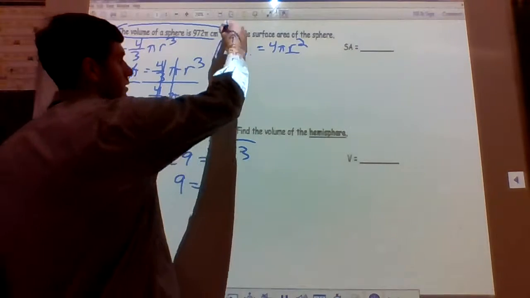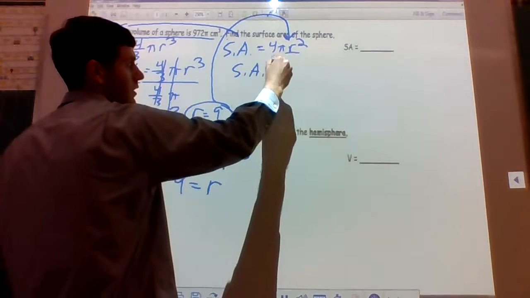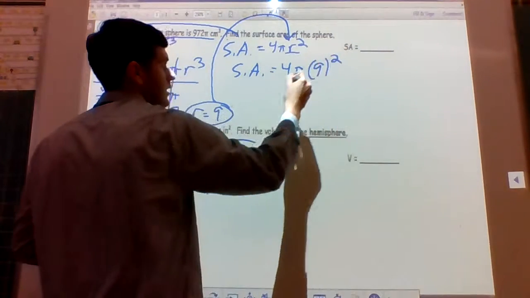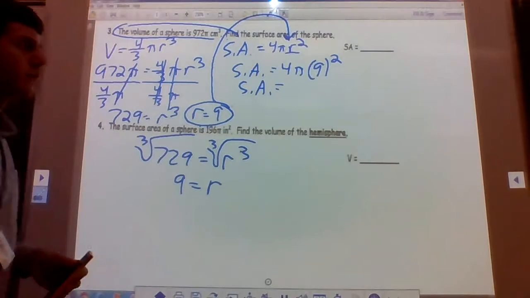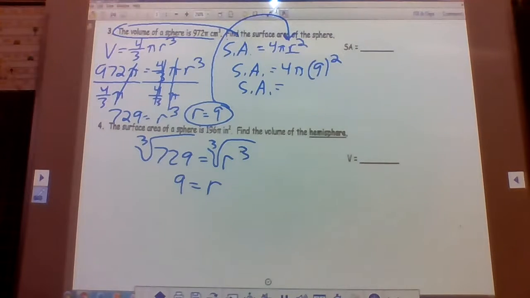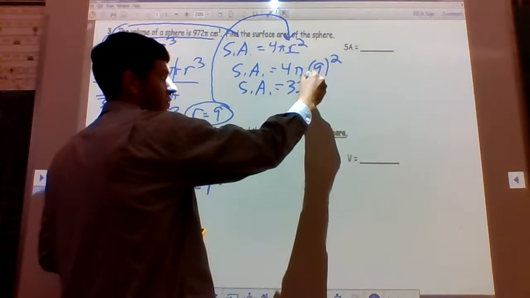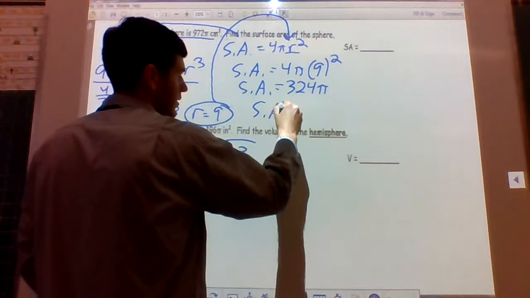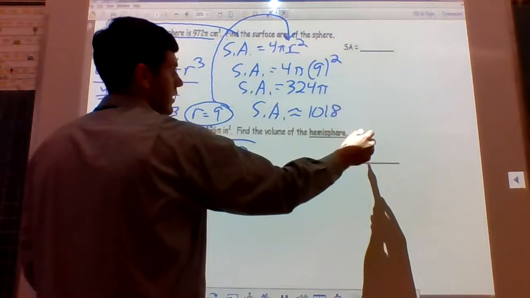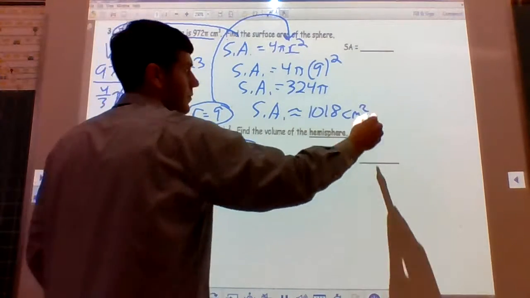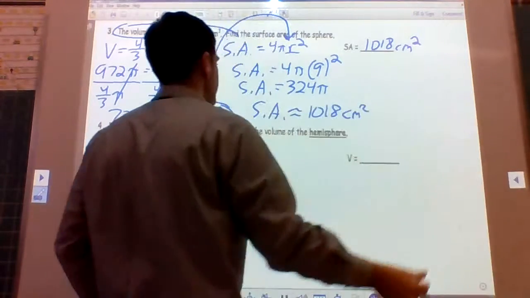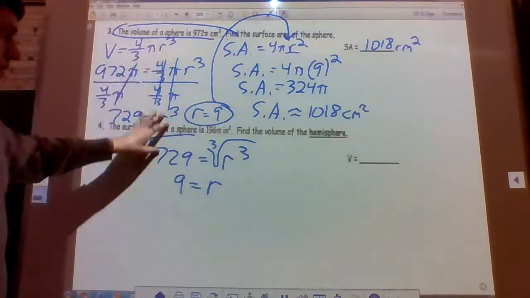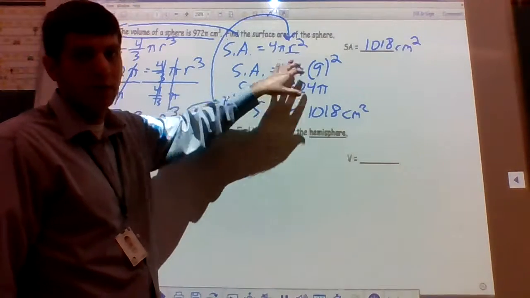Okay, now that we have the radius, we can substitute it in for our radius over here in this formula. That's going to give us 4 pi times 9 squared. 9 squared is 81. So it's 324 pi. And we want to multiply the pi in there: 1018, approximately. And that is going to be centimeters squared. So 1018 centimeters squared. We use the volume to solve for the radius. Once we have the radius, we can substitute that into our surface area formula and find the surface area.